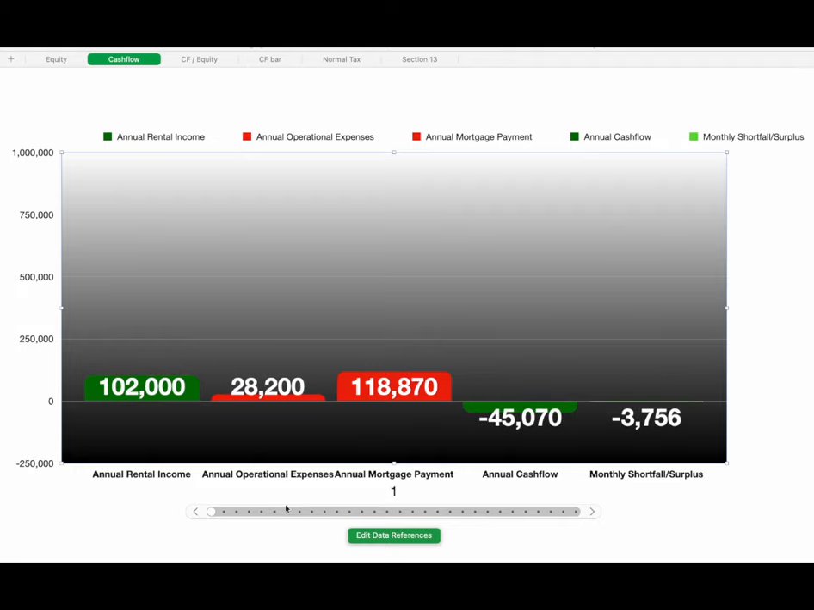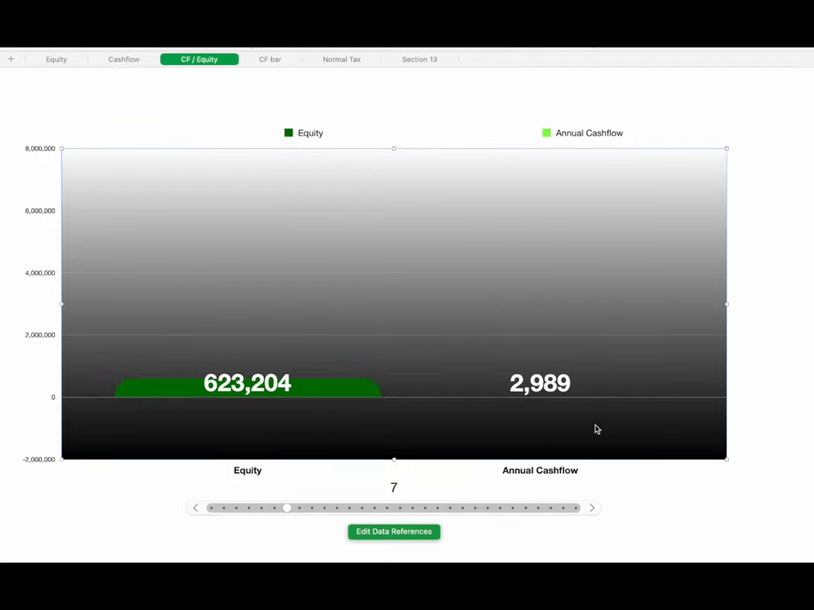So 45,000 in year one, 38,000 in year two, 31 in year three, 23, 15, 6, and then I'm in the money. That's the sum of my shortfalls up to the break-even point, which is 161,000 Rand. Then it's starting to pay me positive money, and that's my equity.